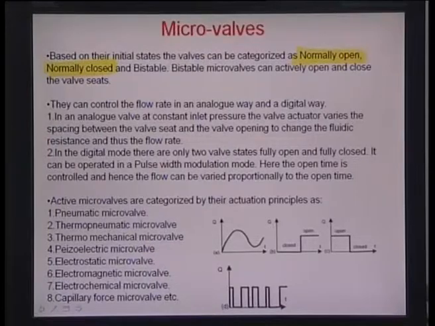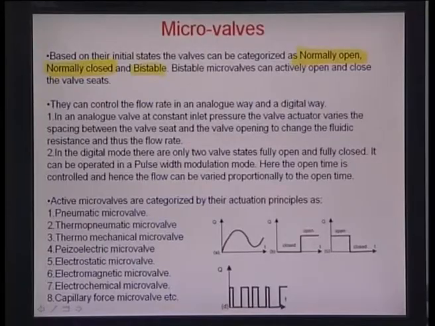So, you have three categories here: normally closed, where the valve normally opens after actuation; normally open, where the valve is normally open but closes on actuation; and bistable, which can both close and open on some active energy being pumped in the valving system of the valve seats.